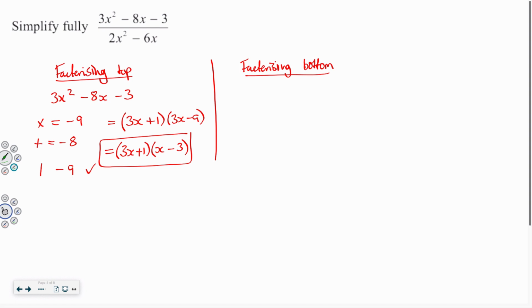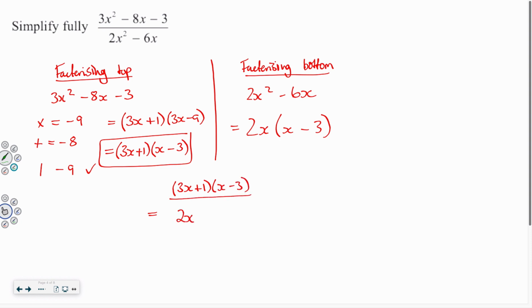Now having a look at the bottom, we've got 2x squared minus 6x. I'm able to take a factor of 2 and x out to give me x minus 3. Now we'll go and put those back on a fraction. We're going to have 3x plus 1 and x minus 3 on the top. And we're going to be dividing that by 2x times x minus 3.